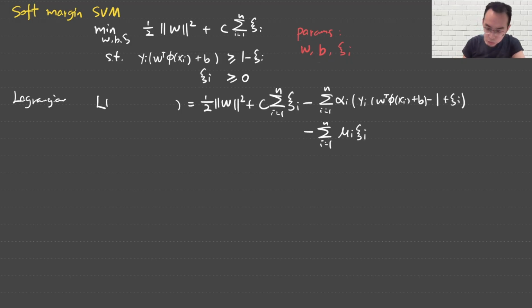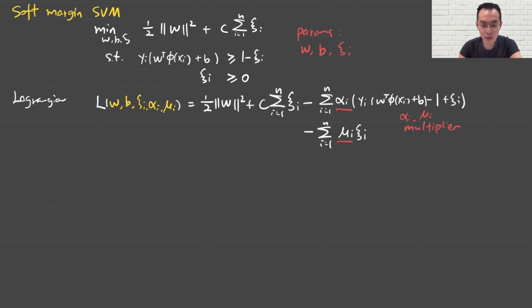Okay, so see that here the alpha i and mu i are the multipliers. Right, these are the multipliers, alpha i and mu i. So that means our Lagrangian has the parameters of W, b, then psi i, also alpha i, mu i. So there are 5 parameters for our Lagrangian here.